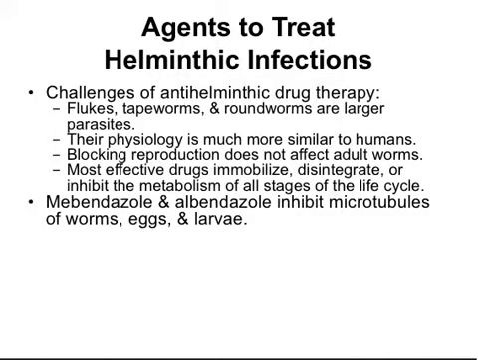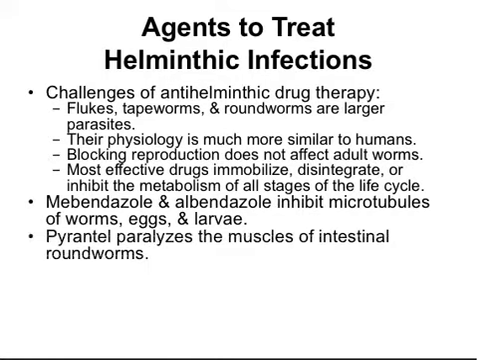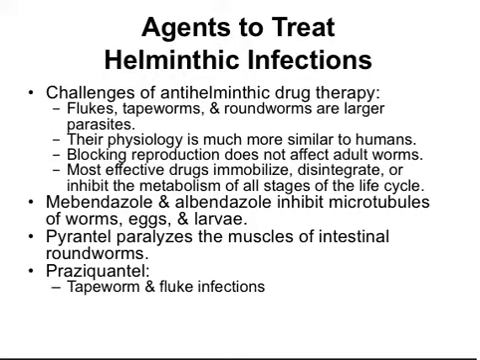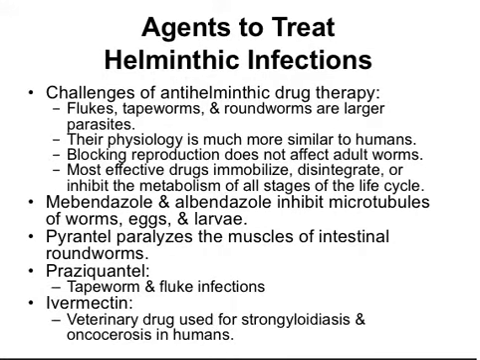Mebendazole and albendazole are both known to inhibit microtubule formation in worms, eggs, and larvae. Pyrantel paralyzes the muscles of intestinal roundworms. Praziquantel is effective against tapeworm and fluke infections, and ivermectin is a veterinary drug used for strongyloidiasis and onchocerciasis in humans. Now, ivermectin is unique.